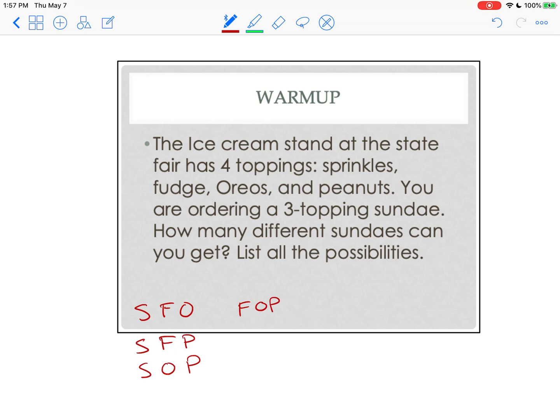I think that's it. Those are all the different ones you can order. And remember, getting sprinkles, Oreos, then fudge is not any different. You're not actually looking at it to say, well, you put this one on first. So there's only 4 different sundaes that you could get with 4 different toppings. Kind of crazy how as soon as the order doesn't matter, the number of possibilities goes way down.